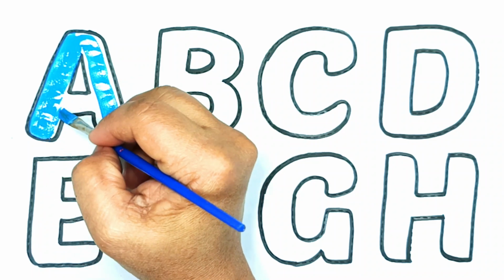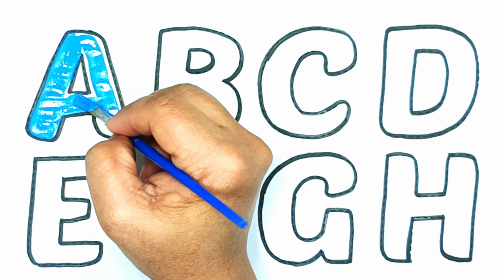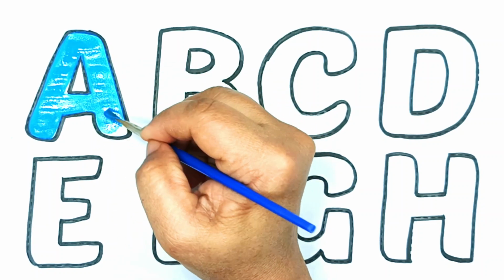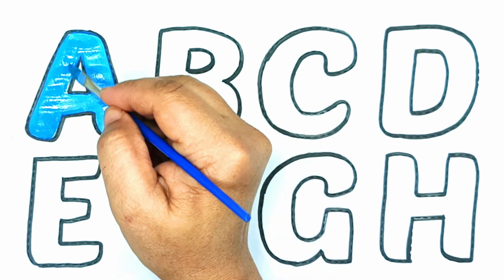A is for apple. A is for ant. A is for antlers, on top of a deer.